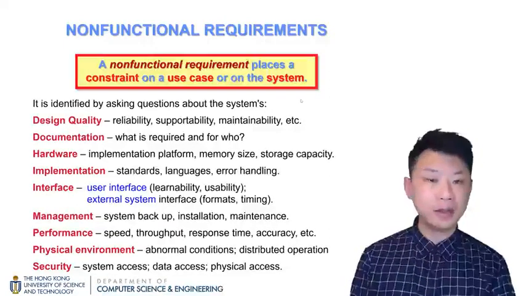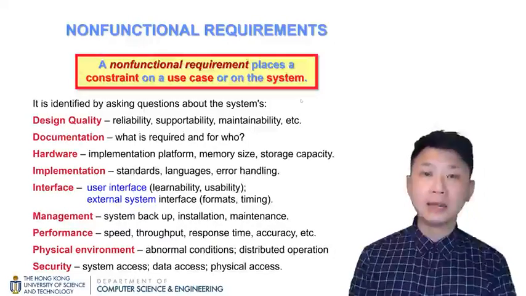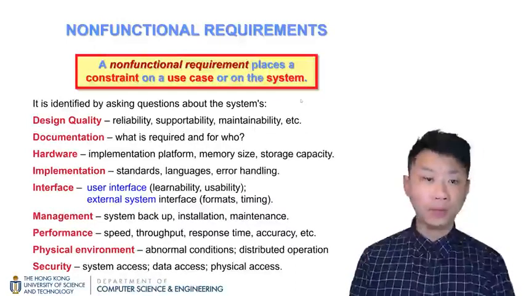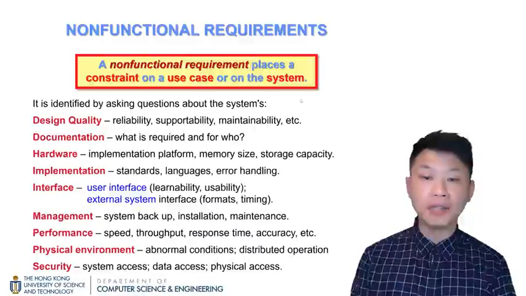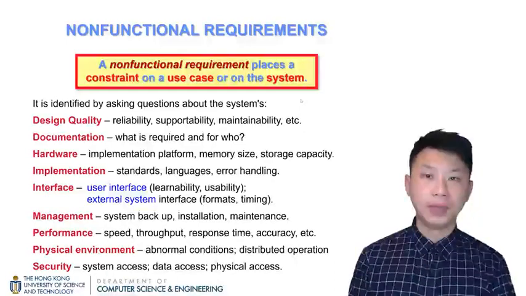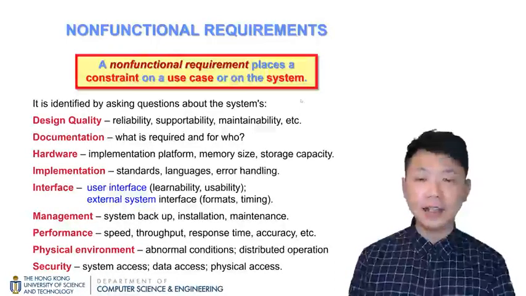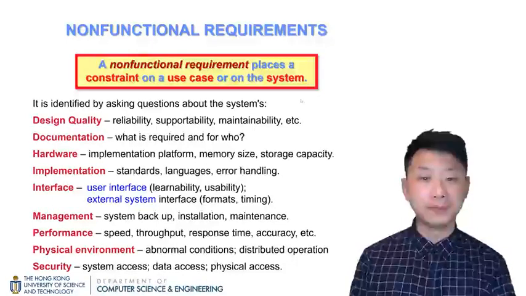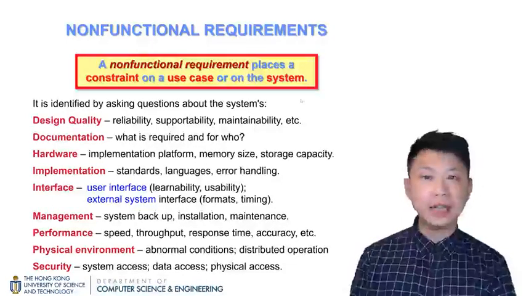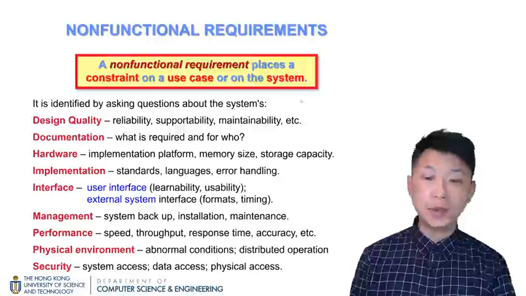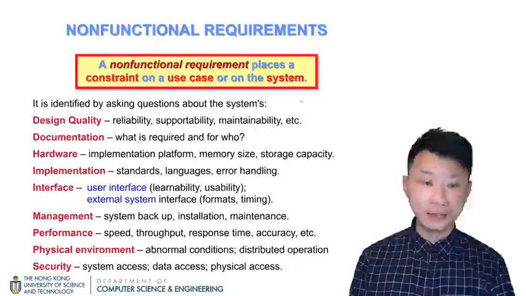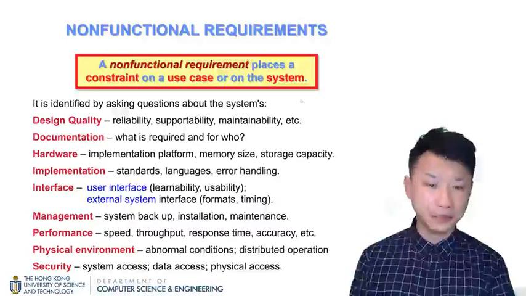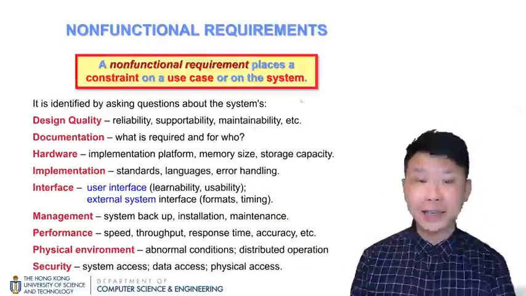And these constraints may be related to design quality, for example, reliability, supportability, or maintainability, or documentation. What documentation is required and for whom? Hardware, for example, the implementation platform, memory size, storage capacity, etc. And implementation, for example, standards, language, and also error handling. Or interface, for example, things related to user interface or external system. Management, for example, system backup, installation, or maintenance. Performance, for example, speed, throughput, response time, or accuracy. Or physical environment, for example, abnormal conditions or distributed operation if we are talking about a distributed system. And also security, for example, system access, data access, or physical access.